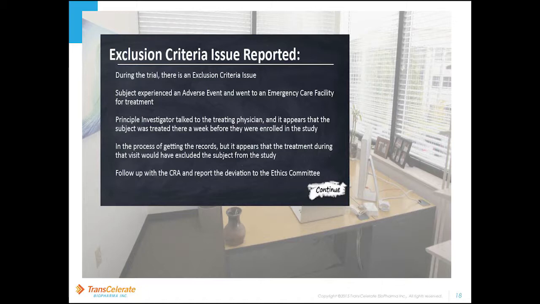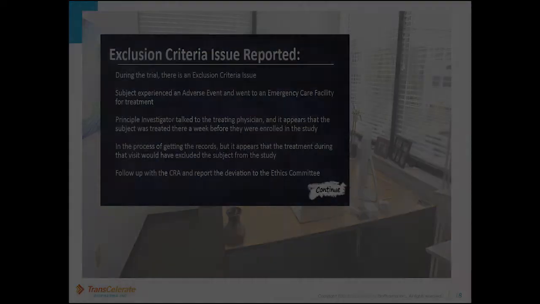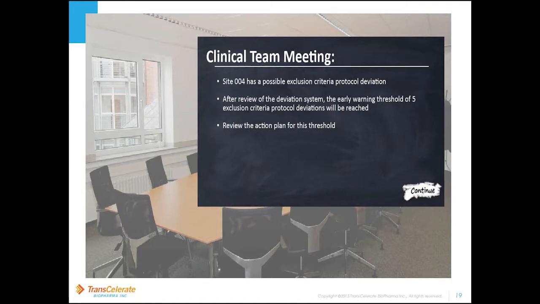The clinical trial manager told the study coordinator that if this is found to be correct, to follow up with the CRA and report the deviation to the ethics committee. Later that day, in the clinical team meeting, the clinical trial manager told the team that site 004 called to let them know that there was a possible exclusion criteria protocol deviation.